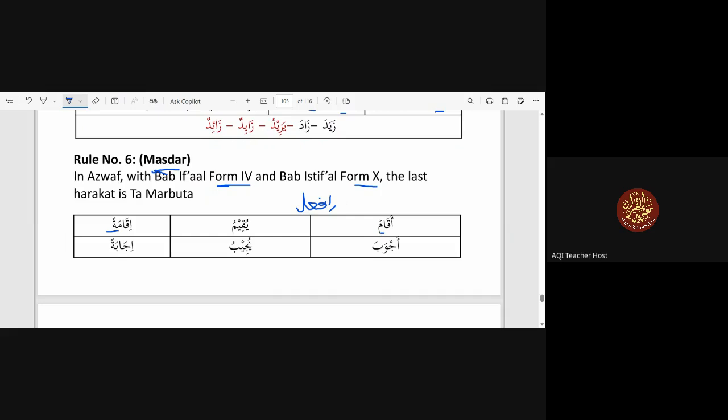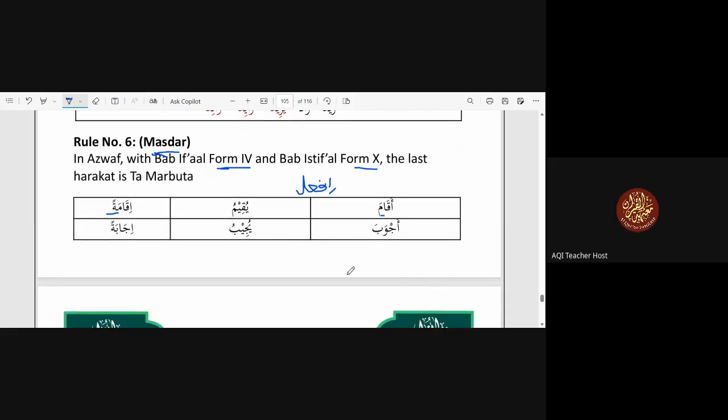istinsarun. Istinsarun, if I'm not wrong. Correct. Istinsarun. So for Azwaf, it will get ta marbuta, and this is applicable for form 4 and form 10. So this rule is quite simple.